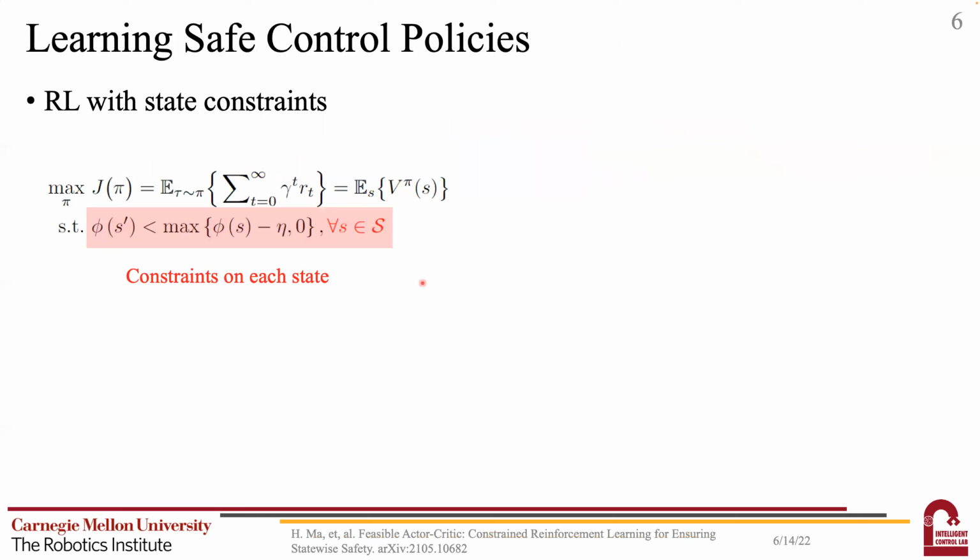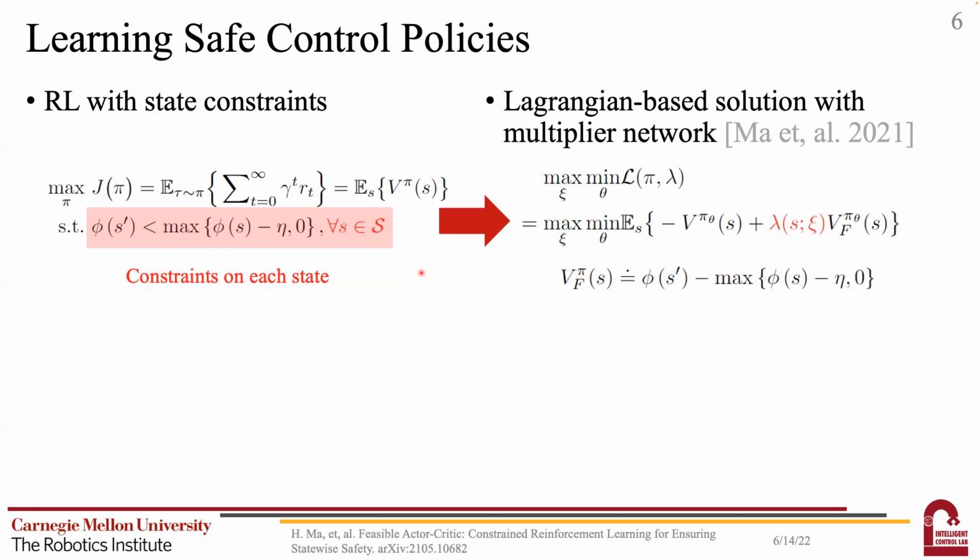For learning the safe control policies, we use constrained reinforcement learning. Here, the constraints are posed on each state. And for this problem, we used a Lagrangian-based solution with a multiplier network proposed in our previous study.